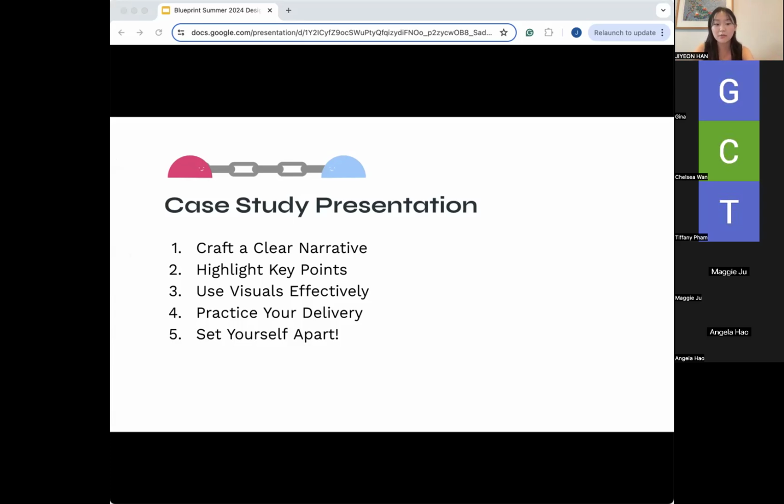And lastly, set yourself apart. I personally think a unique presentation style, whether it's through your graphics or your presentation style, the way you talk, is really important since everyone's case studies contain the same information and structure. So by following these tips, you will be able to create a more compelling and effective case study presentation that showcases your amazing design skills.